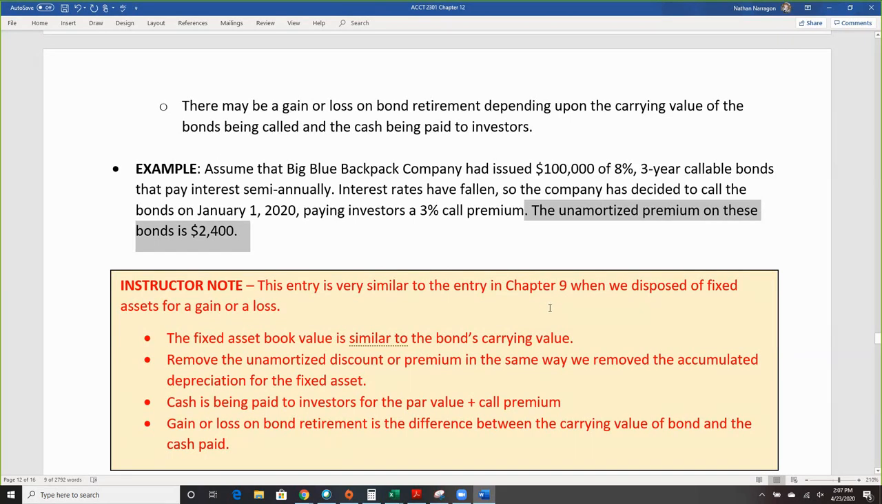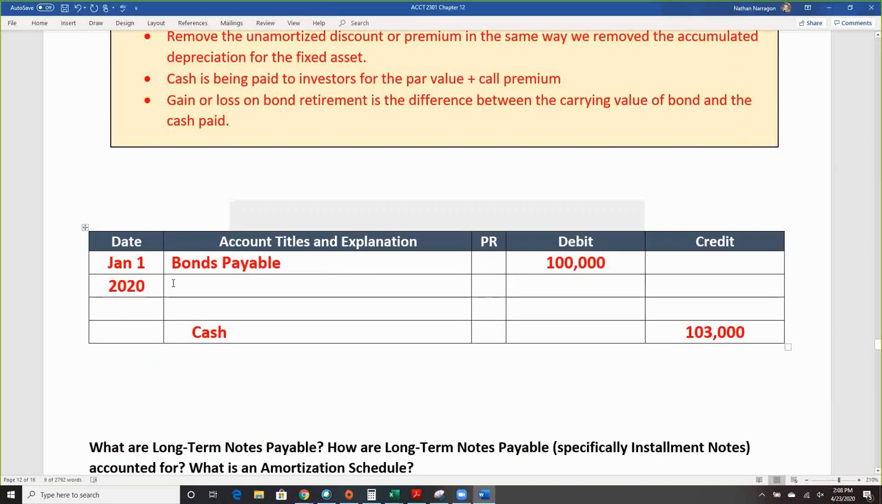Just like our interest payments, this means we would do a debit to make it zero. If this was a discount, it would naturally be a credit. Now, as you can see, the carrying value of the bond is usually the payable plus the premium. I actually did add those together, and they don't come up to 103,000. That's 102,400.